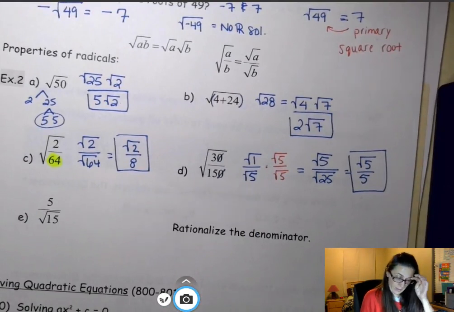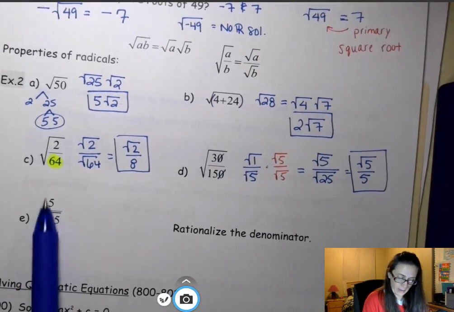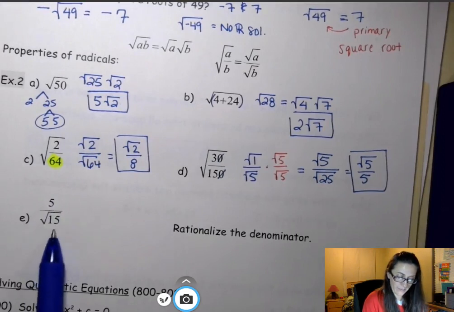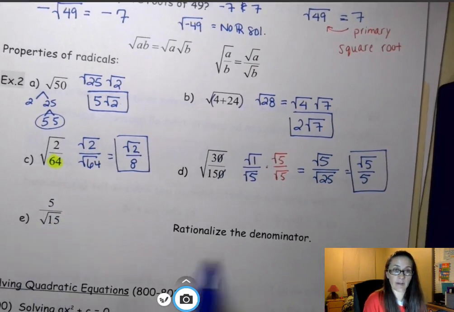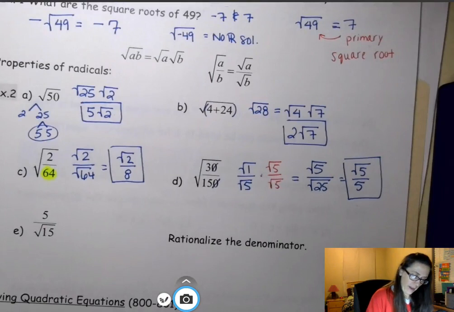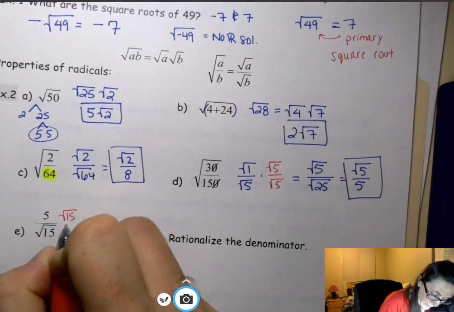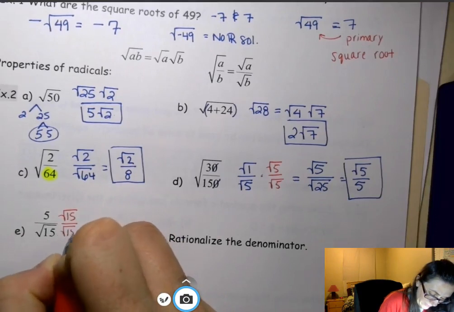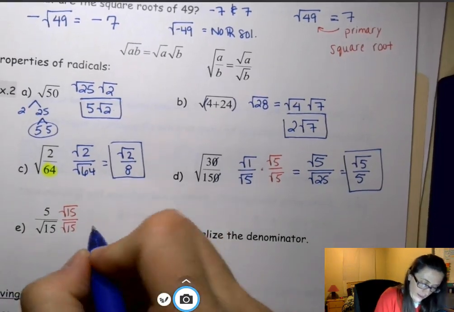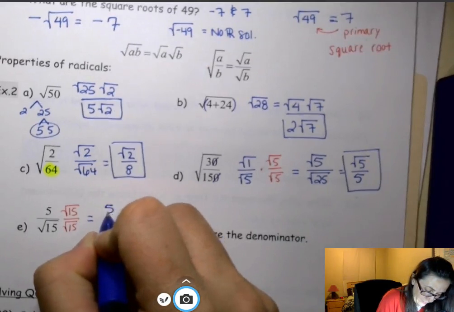Okay, so this one down here, again, I can't simplify. One's in a radical, one's not. I have a radical down here in the denominator. I need to rationalize. I like to do it with a different color, so I'm going to use red. Square root of 15 over square root of 15. I end up with 5 root 15.